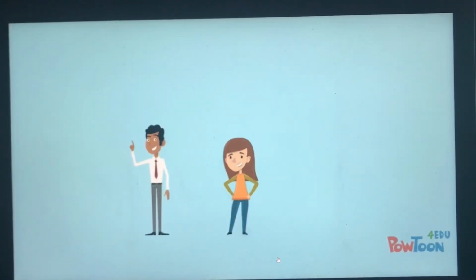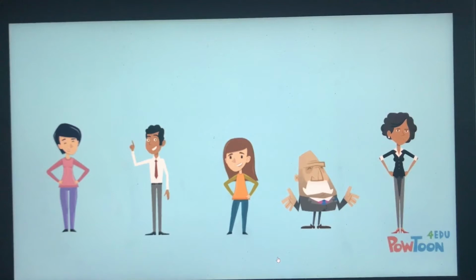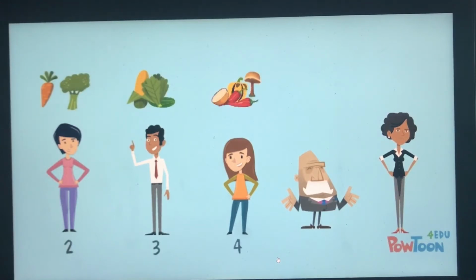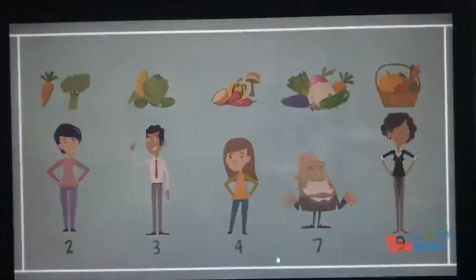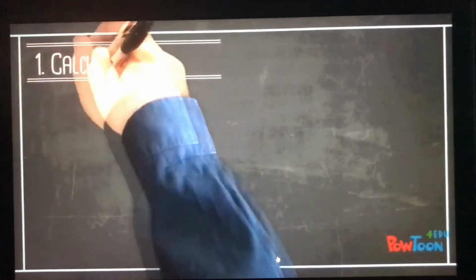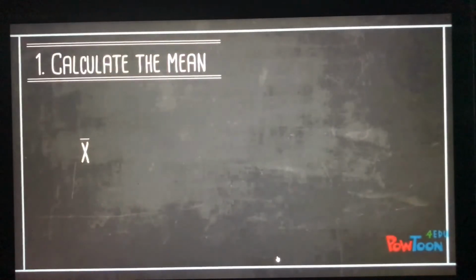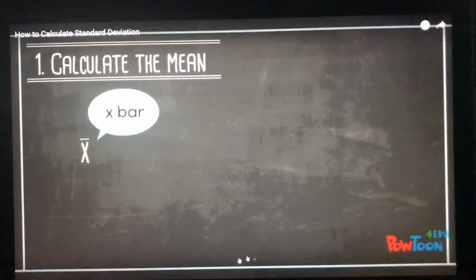We're going to use an example involving the vegetables 5 of our friends have in their fridges. They have 2, 3, 4, 7, and 9 vegetables. To calculate the standard deviation, the first step is to calculate the mean of the data set, written x with a line over it, also called x bar.